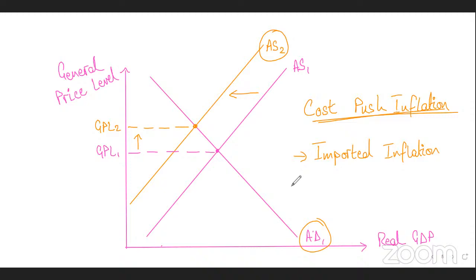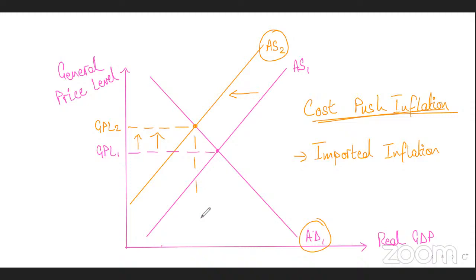Right. But then cost push inflation can also happen due to your locally produced raw material or goods becoming more expensive, cost increasing in your home country, like rent is increasing, electricity prices are increasing, fuel prices are increasing, and so on and so forth, right? So when cost of production increases, that causes a leftward shift in aggregate supply. When that happens, you can see for yourself that your general price level will rise from GPL1 to GPL2, right?